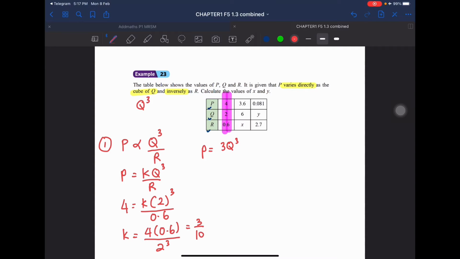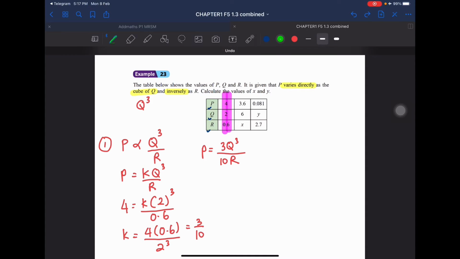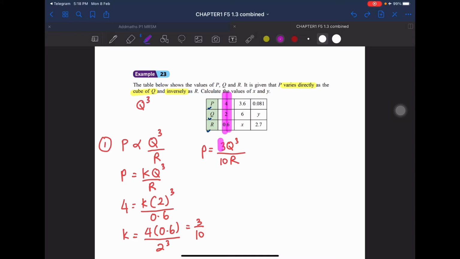3q cube over 10r. Okay, so when you look at this equation, this is actually your value of k. Then you can proceed to find the value of x and y. So what is the value of x and what is the value of y?